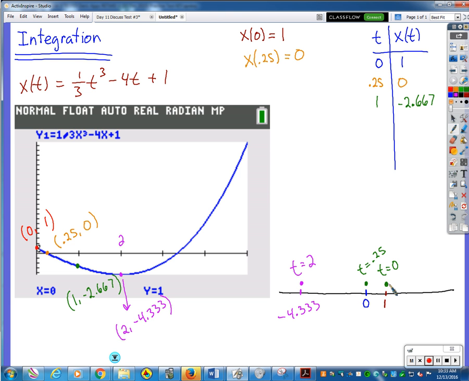So the particle started here at a spot of 1. It moves to the left at about 0.25. It hits position 0, goes all the way to position negative 4-ish. Starts coming back. Raise your hand and tell me approximately, it doesn't have to be perfect, what time does the particle get back to this spot, 0?